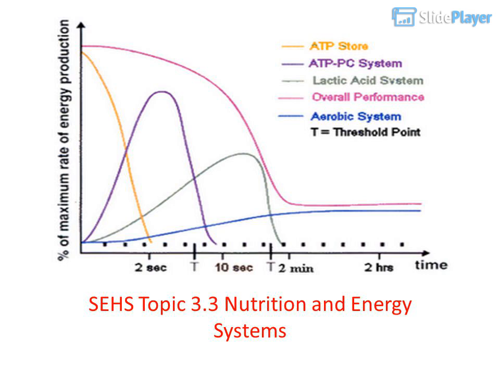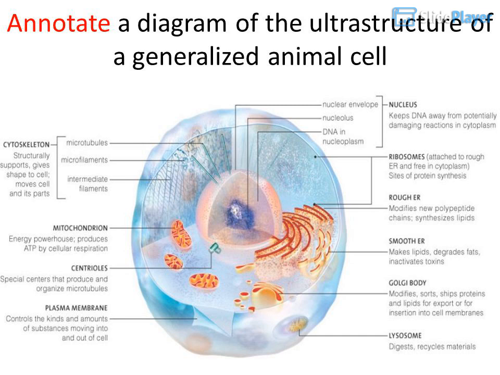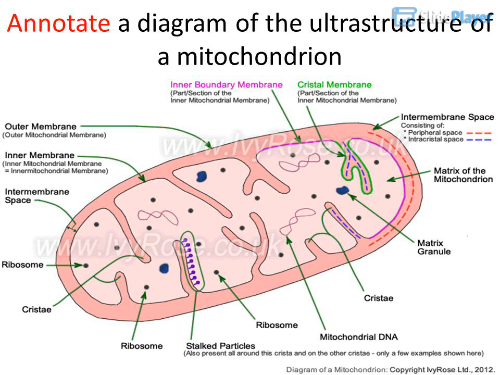Topic 3.3 Nutrition and Energy Systems. Annotated diagram of the ultrastructure of a generalized animal cell. Annotated diagram of the ultrastructure of a mitochondrion.